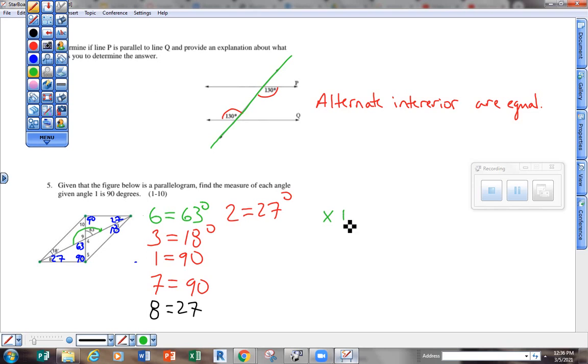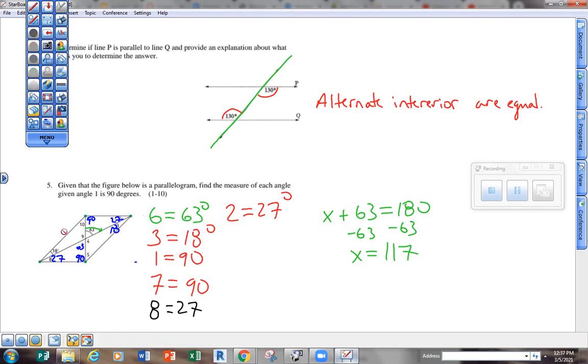So if I add x, the unknown, to 63 equal to 180, and take that 63 away from 180, it will give me what that angle would have to be to add up with that 63 there to get a total of 180, and that is 117. So there we go. That is the final piece of the puzzle. This is 117. That is angle 9. If angle 9 is 117, angle 4 is 117.